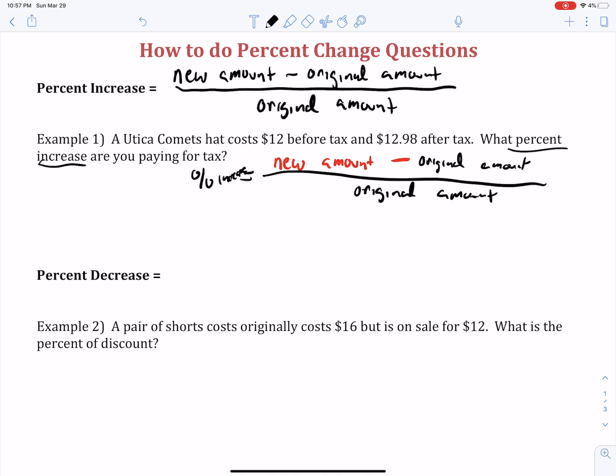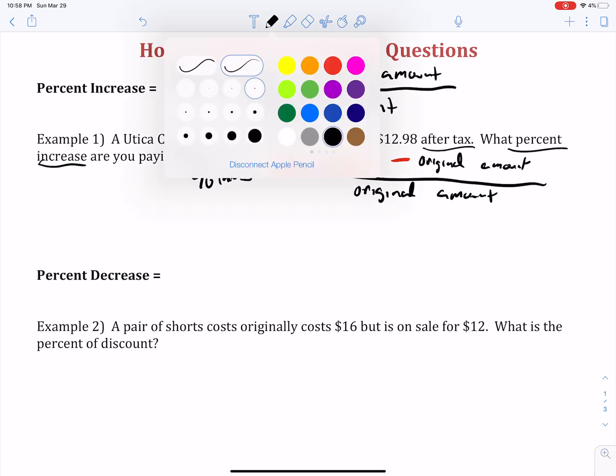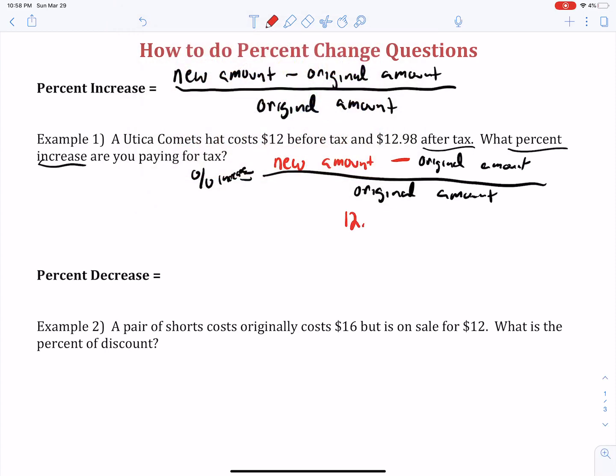So the new amount is what happens after something. So the new amount after tax is $12.98. So if we plug that into our formula, new amount is in red, so I'm going to do red. So $12.98 minus the original amount is in black, and that's $12 before anything. And then we're going to divide it by the original again. So $12.98 minus 12 is just $0.98. And then if you divide it by 12, you should get 0.08. And so now that's the increase.